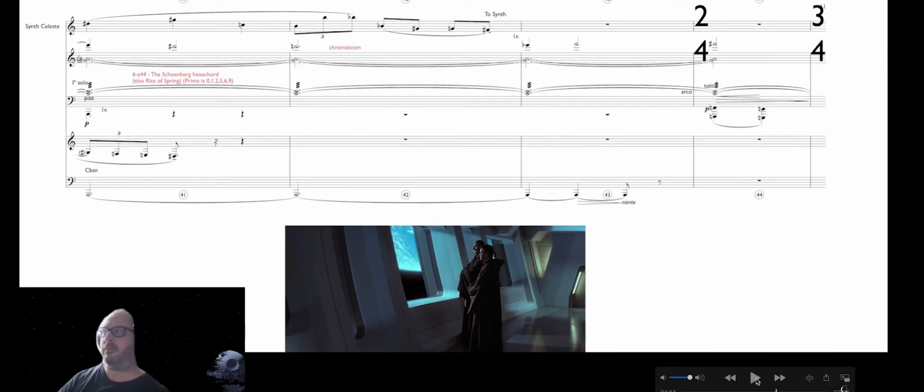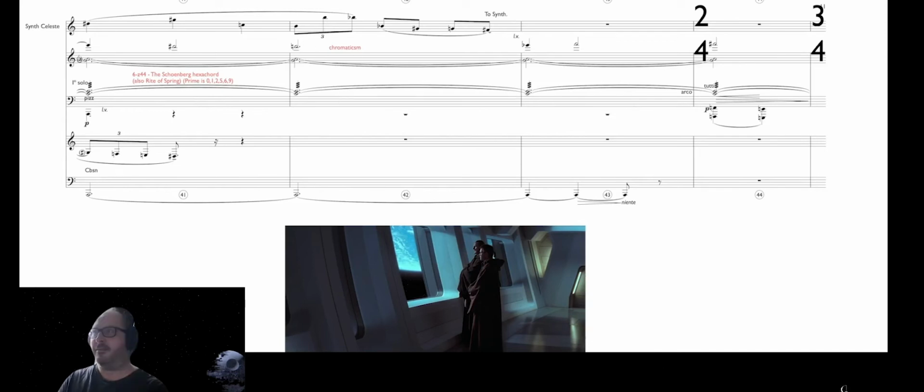Again, we've got other hexatonic sets, and very much bar 42. I've got this very chromatic writing going on, almost atonal.